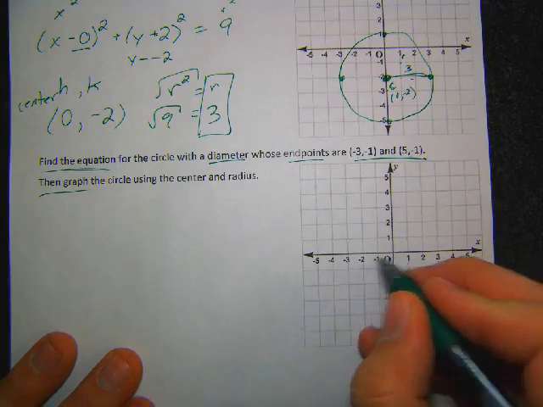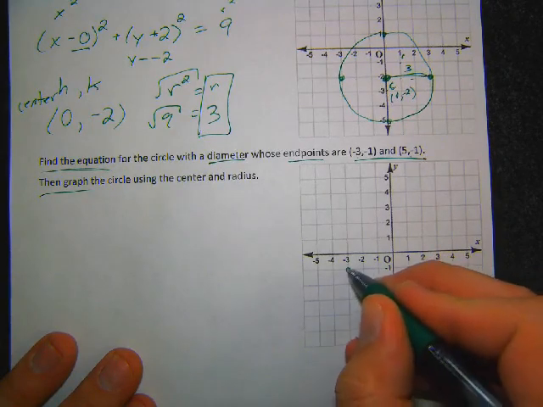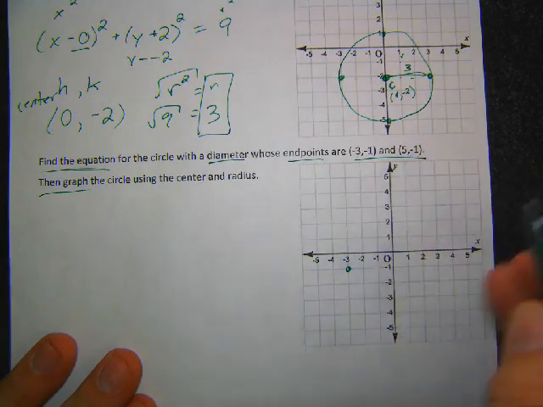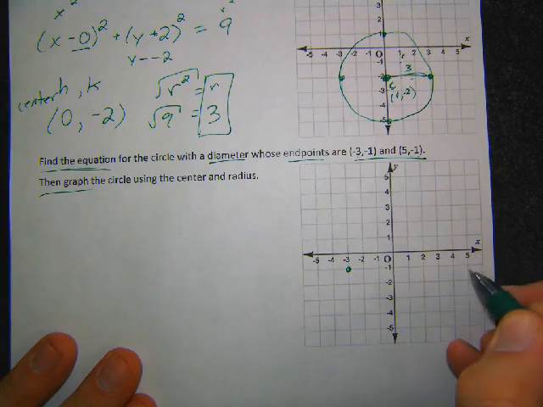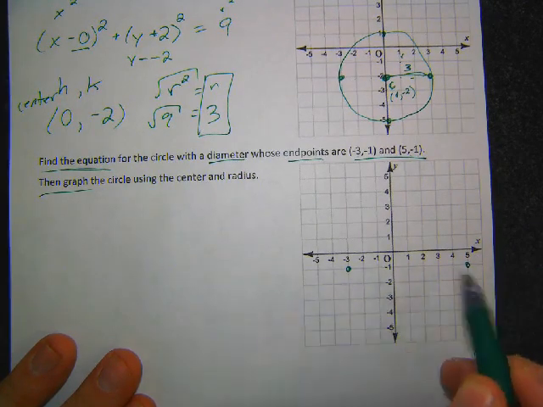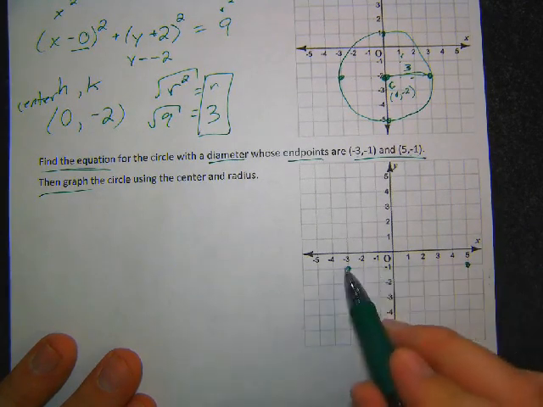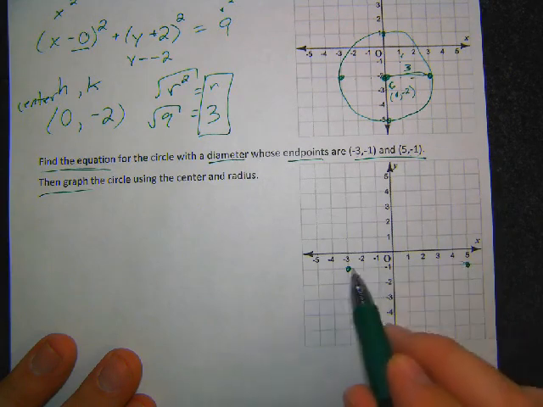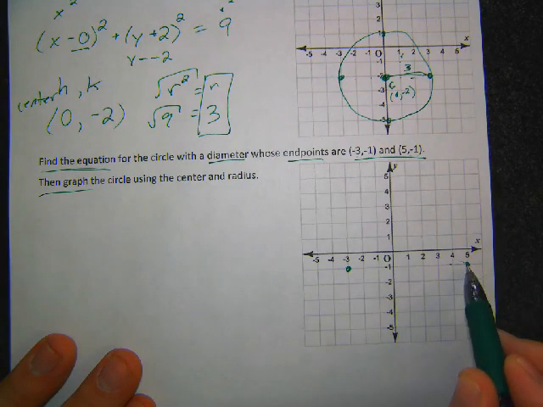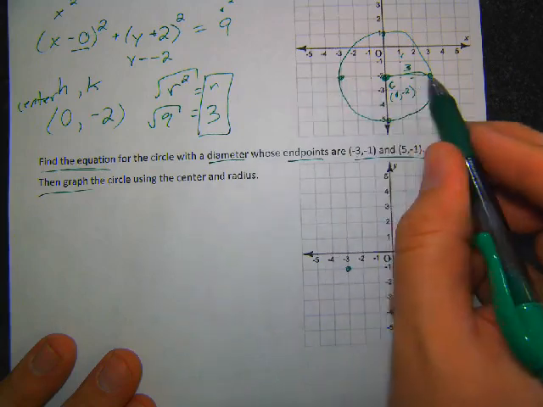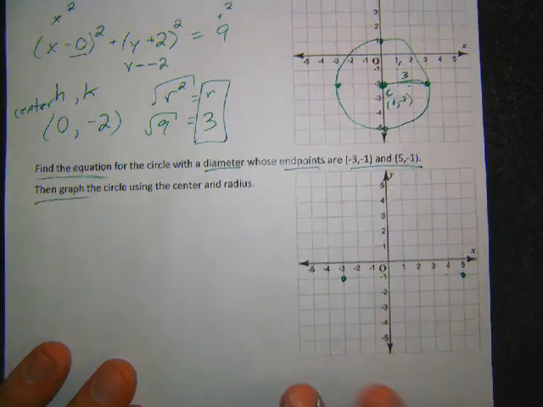So over here, negative 3, negative 1, this is a point on my circle. And 5, negative 1, go over here to 5, negative 1, this is a point on my circle. So I know these are 2 points on my circle. And I can see that I could draw a nice line between them, and that would be a diameter of the circle. That would go all the way across the circle.